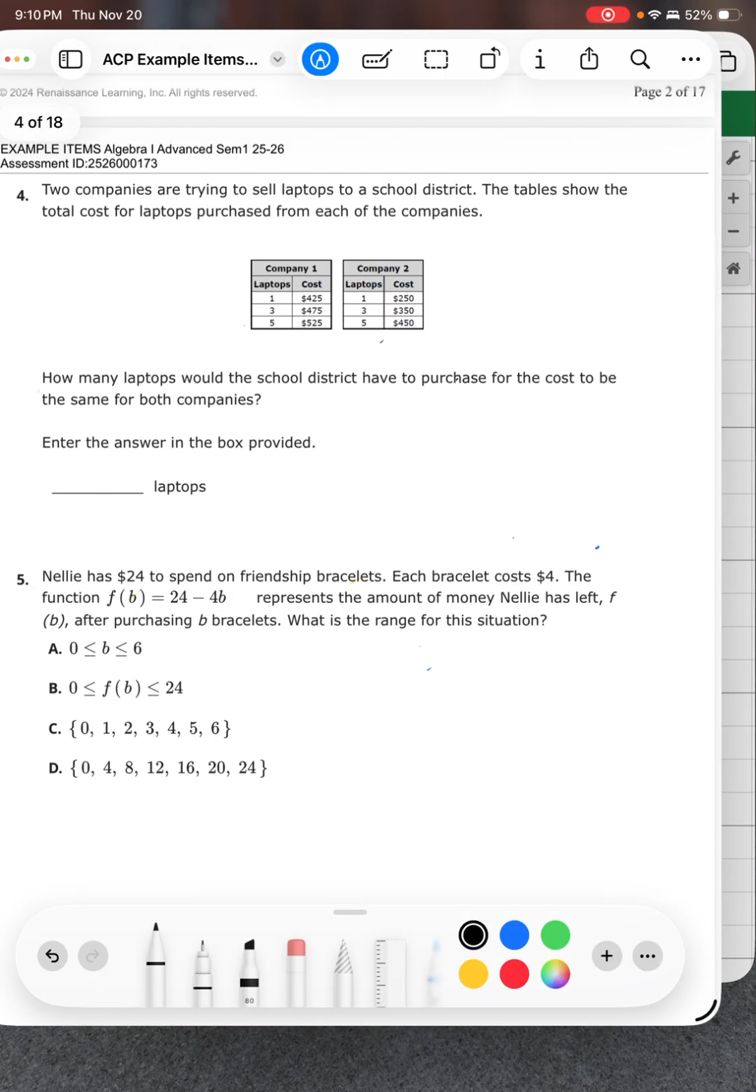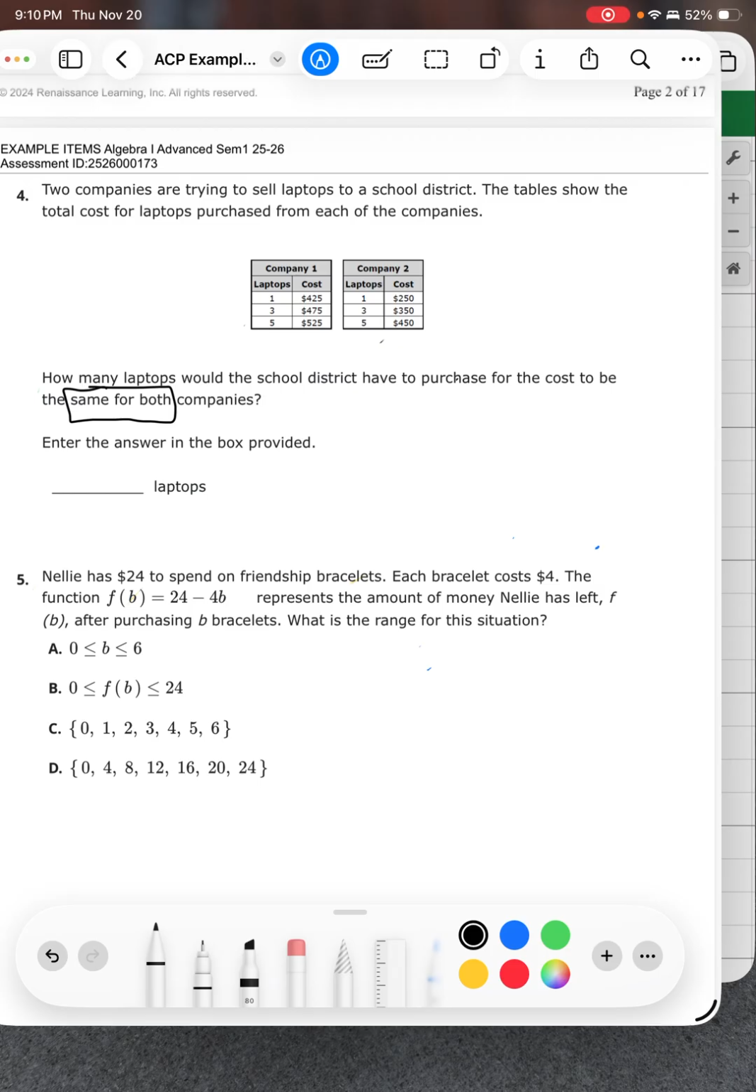Okay, number 4. Number 4 says 2 companies are trying to sell laptops to a school district. The table shows the total cost for laptops purchased from each of the companies. How many laptops would the school district have to purchase for the cost to be the same for both companies? Okay, so I have 2 different situations here. So right away, you need to be thinking systems of equations. Whenever you have 2 different equations or things you're comparing, you always need to just think system of equations.